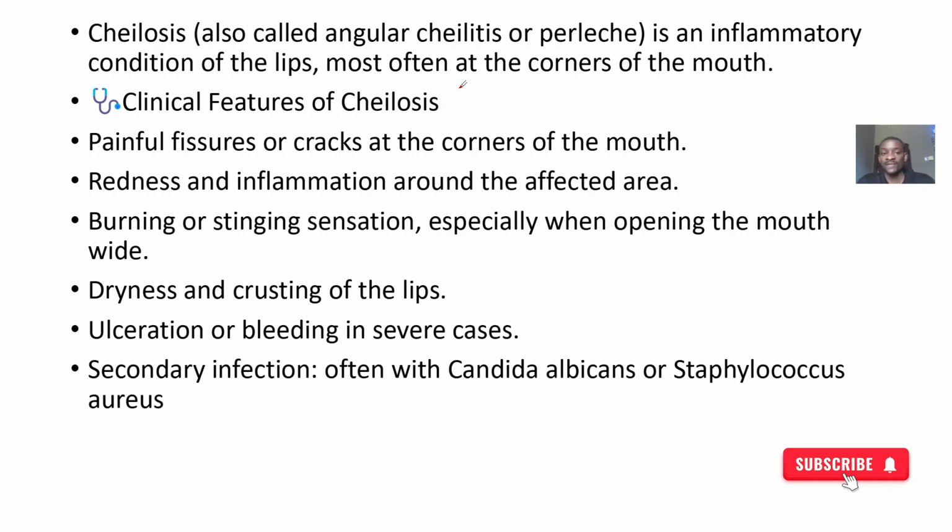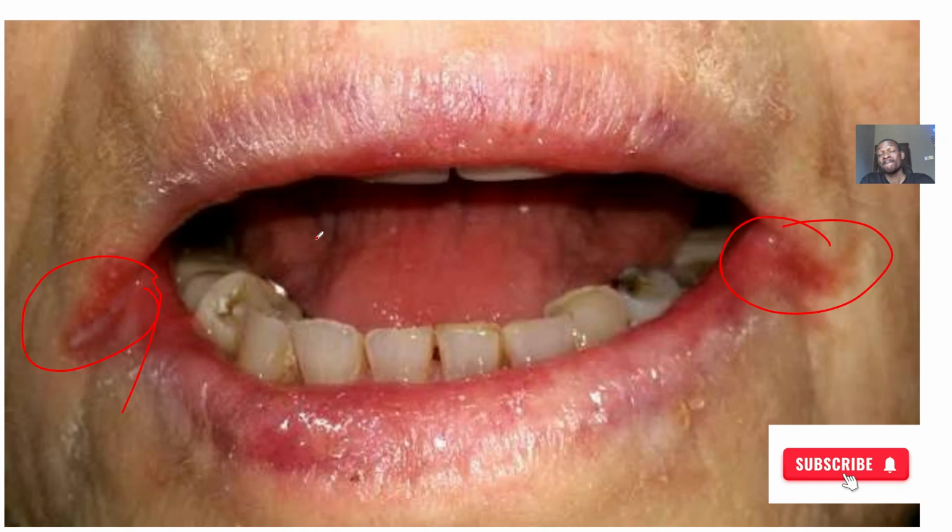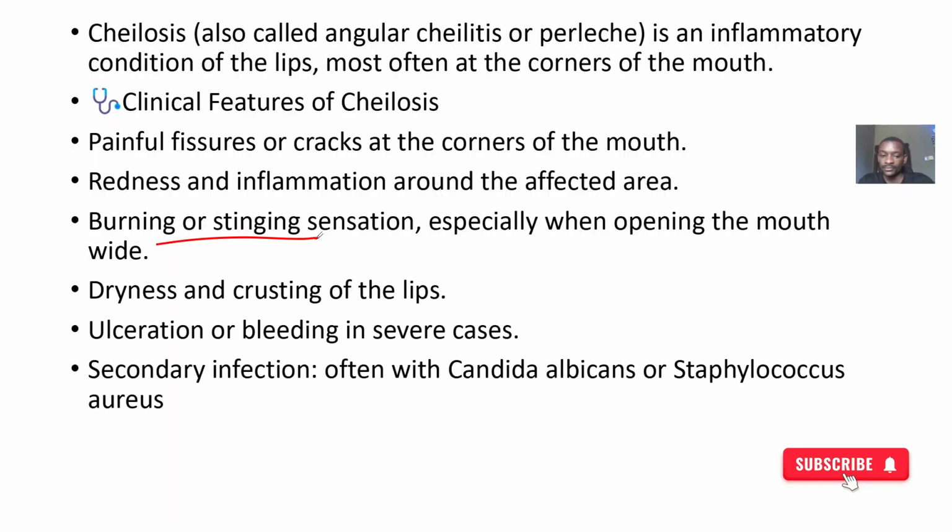So what are the clinical features of cheilosis? There are painful fissures or cracks at the corners of the mouth. There's redness or inflammation around the affected area. There's a burning or stinging sensation, especially when you try to open the mouth, which strains the corners of the mouth. There's dryness and cracking of the lips. Why? Because even to lick your mouth is a problem, you understand? Then ulcerations and bleeding in severe cases.